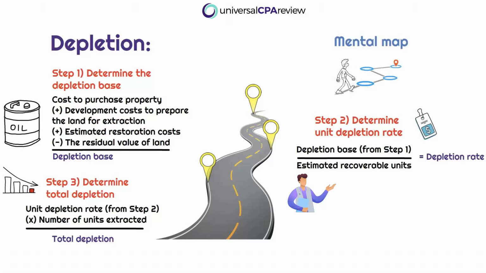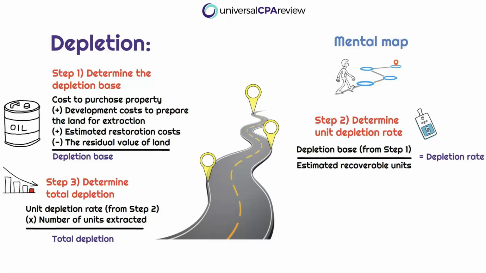After we have determined our depletion base, we can now determine our unit depletion rate. This could be total amount of units per ton, units per gallon, or units per ounce, depending on what it is that we are extracting and how we want to measure it. So this depletion rate is going to take the depletion base that we determined in step 1, and we're going to divide it by the estimated total recoverable units. Again, this gives us our depletion rate.